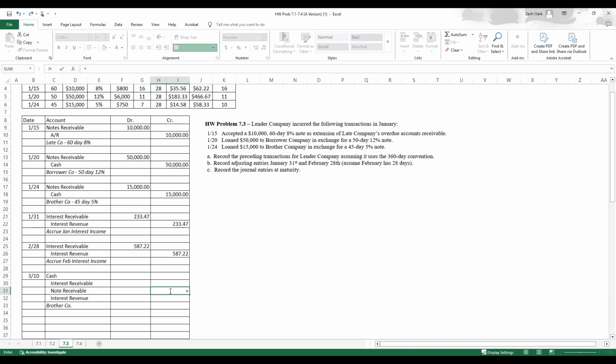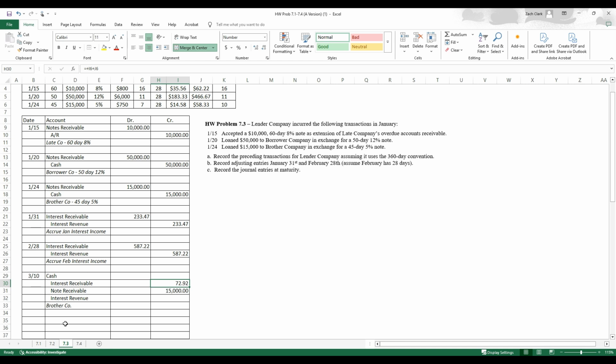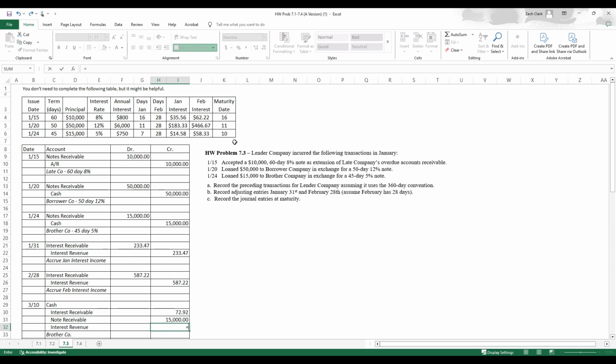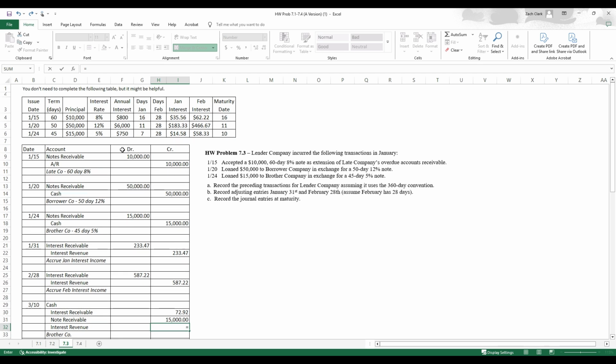And so the note receivable amount that we're getting back is this Brother Company. We're going to get $15,000 of principal returned to us. Our interest receivable piece that we've already recorded for the Brother note is this 1458 plus the January and February. Those are all grouped up in these journal entries that we just summarized. But that's the specific portion applicable to Brother Company. And then the interest revenue for March is going to be, let's see here.